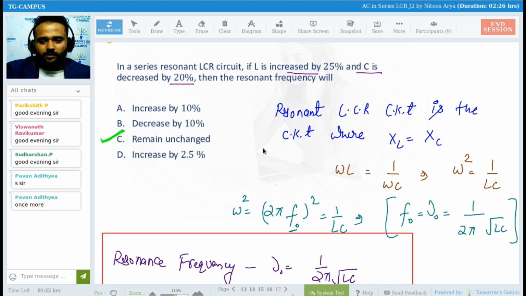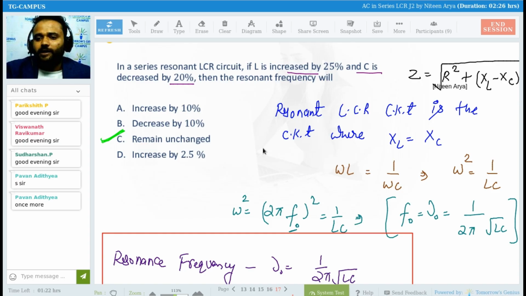Resonance circuit is a kind of circuit in which XL and XC are going to be equal. It is also known as a purely resistive circuit, because when I do that, I get Z, which is the square root of R square plus XL minus XC whole square. So if my XL equals XC, Z is going to be R. So that is also known as a purely resistive circuit.